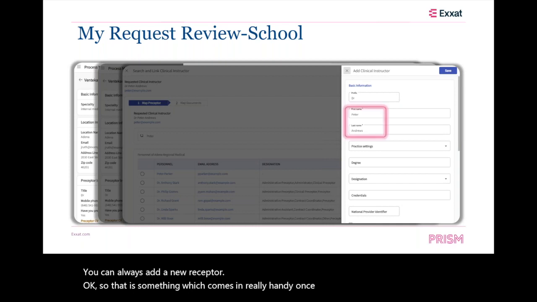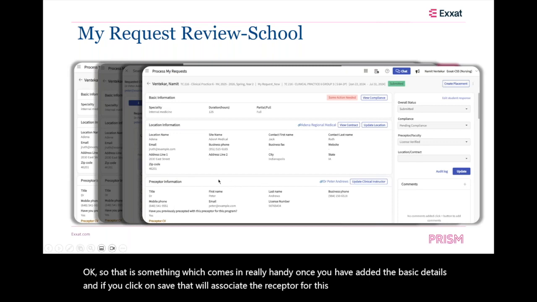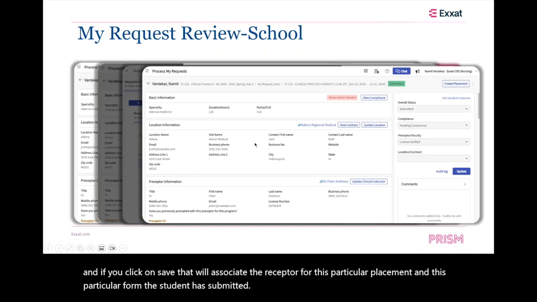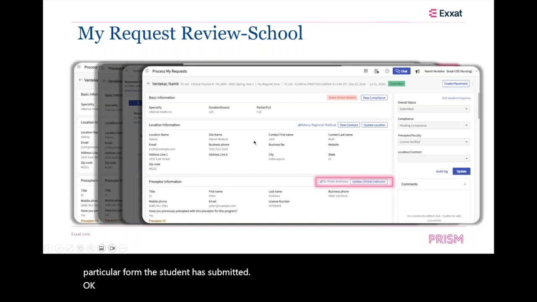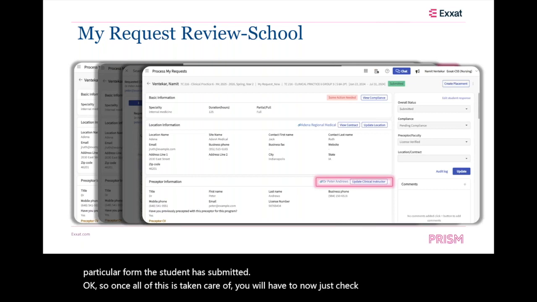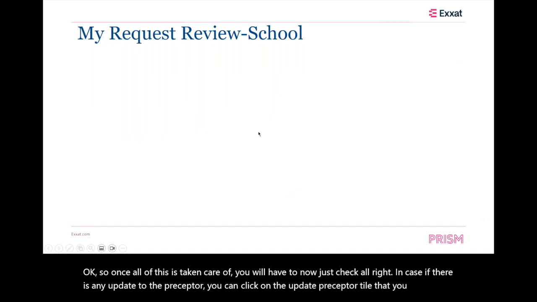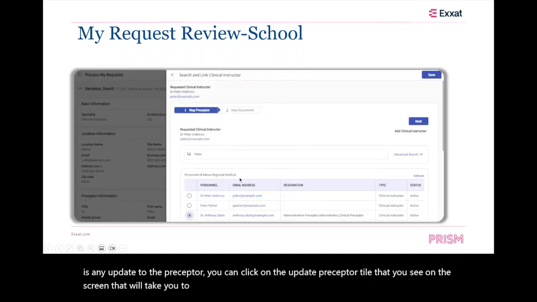Once you have added the basic details, and if you click on save, that will associate the preceptor for this particular placement and this particular form the student has submitted. Okay. So once all of this is taken care of, you will have to now just check. All right, in case there is any update to the preceptor, you can click on the update preceptor tile that you see on the screen. That will take you to this page where you can update the details from the list. All right.